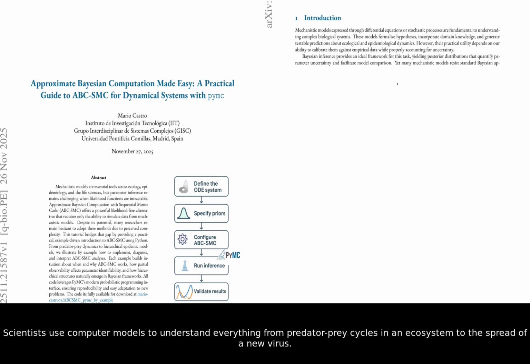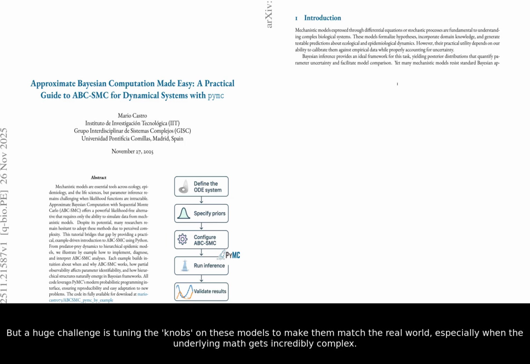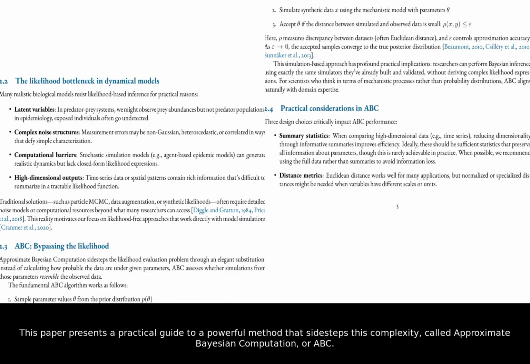Scientists use computer models to understand everything from predator-prey cycles in an ecosystem to the spread of a new virus. But a huge challenge is tuning the knobs on these models to make them match the real world, especially when the underlying math gets incredibly complex. This paper presents a practical guide to a powerful method that sidesteps this complexity, called Approximate Bayesian Computation, or ABC.